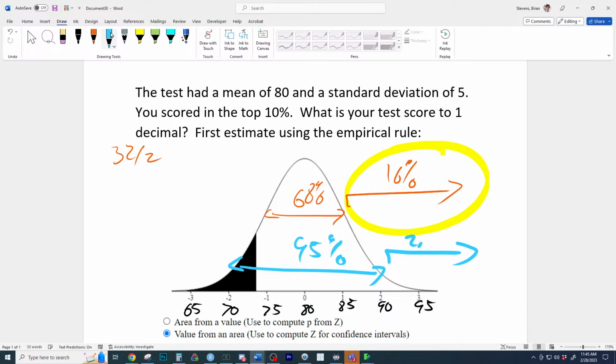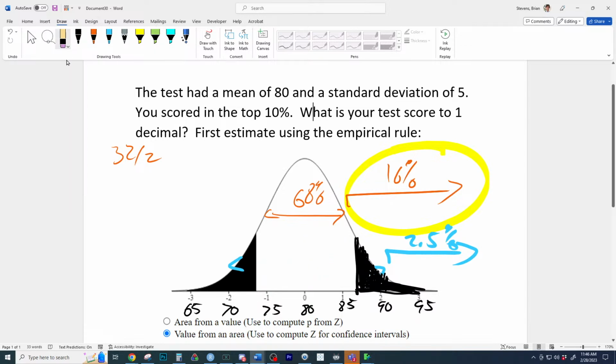And then this right here is the top 2.5%. So it stands to reason top 10% is somewhere right around here-ish. And I chose that spot for a reason. The top 10% is somewhere around there. So it has to be between 85 to 90 just by empirical rule checking of it. So we know that the answer is somewhere there.